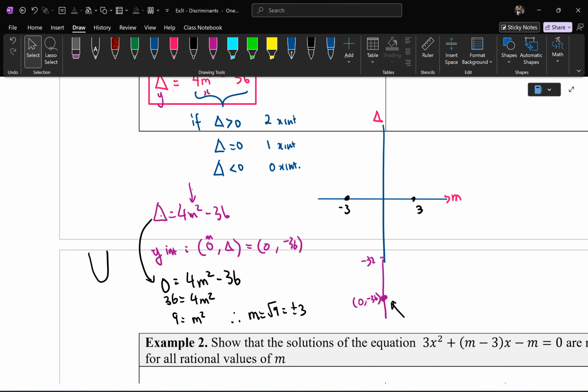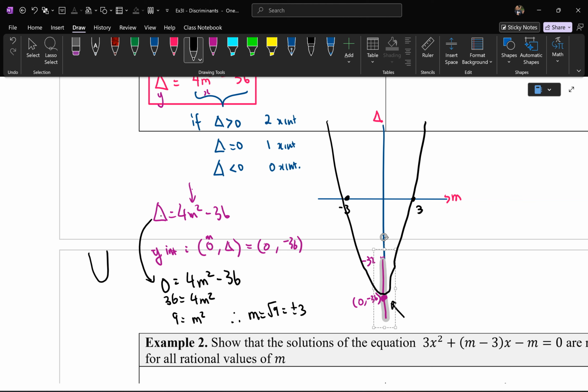That's one of your exercises, 7b. Yeah, so if you go back to 7b, this is a turning point form already. So your turning point must actually be at 0, negative 36 as well. So if we sketched it, this is what the graph looks like. Now, this is not the graph of your quadratic equation. This is the graph of your discriminant equation.